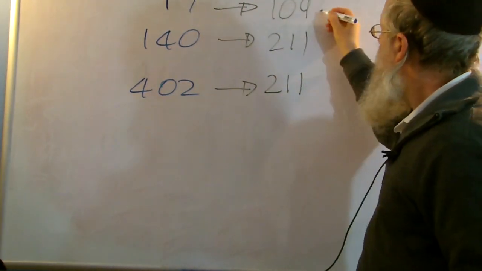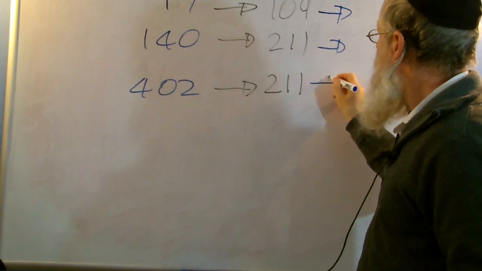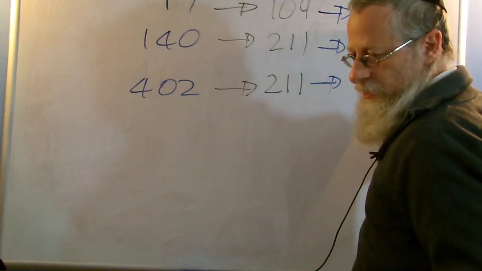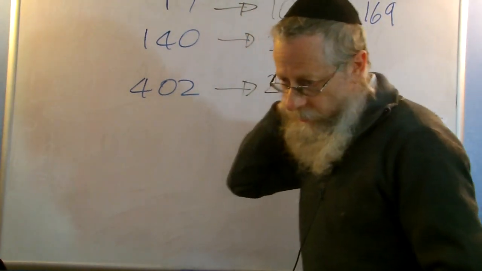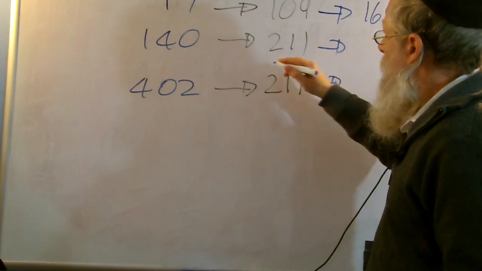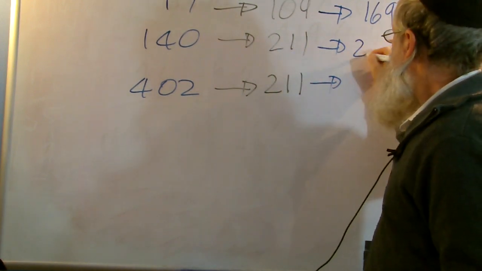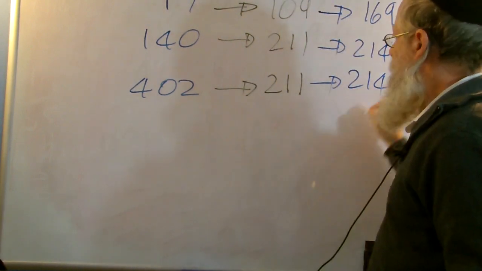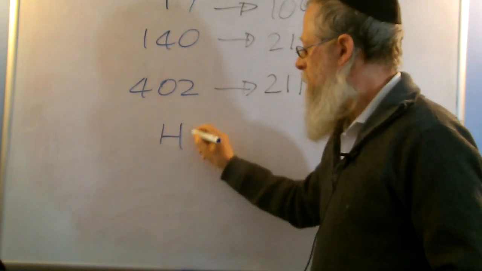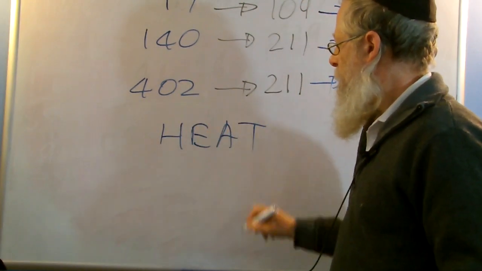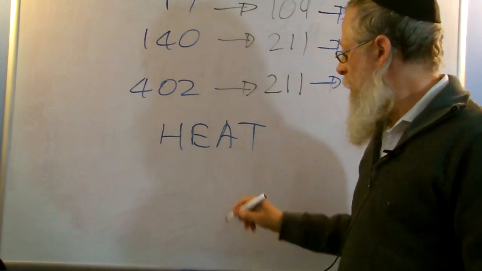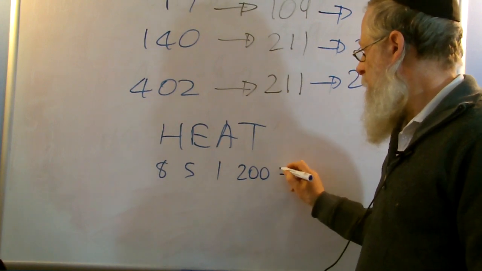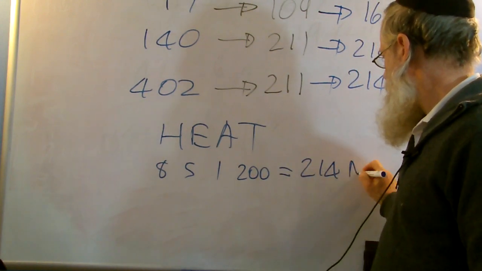So now we take it to the next level. We're going to move over 109, 211, all right? 109 is 169, all right? We'll come to that number soon. 211 equals 214. And, of course, we've got 214 over here. Let's look at the word heat. We're going to look at the normal value, where H is 8, E is 5, A is 1, and T is 200. What do I have? I have 214, and that's the normal value.